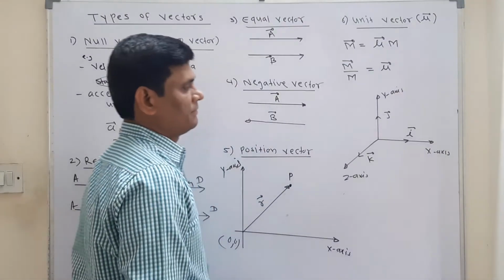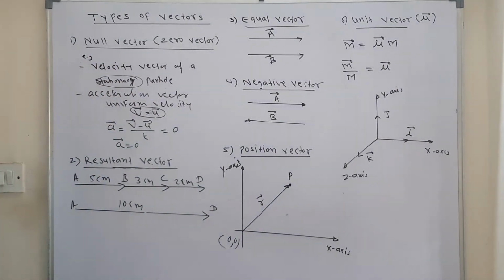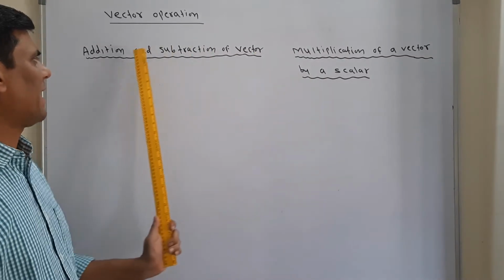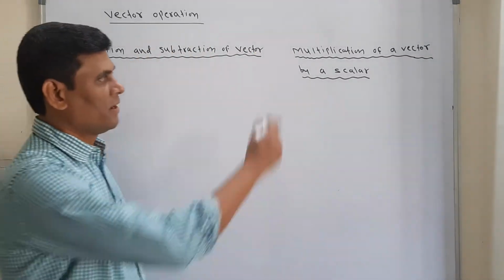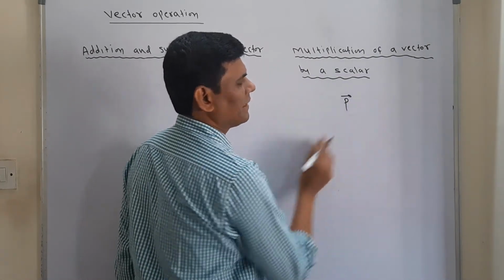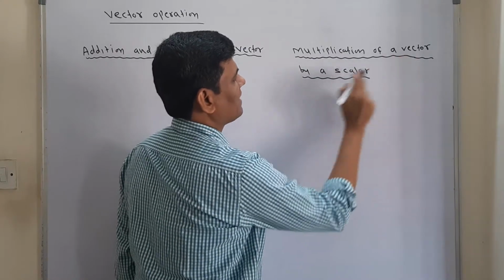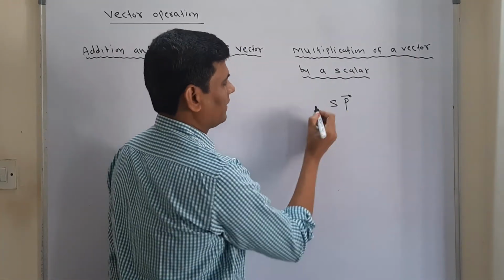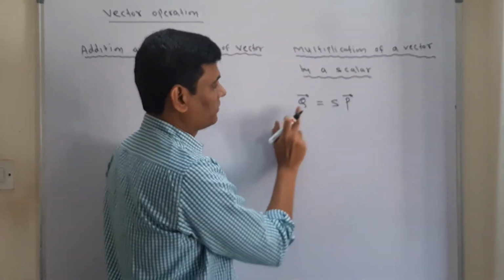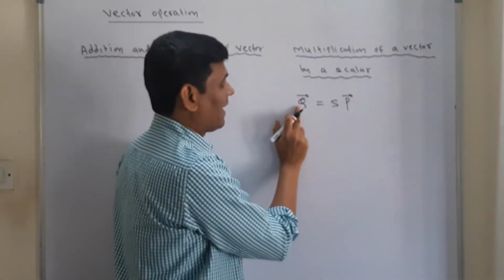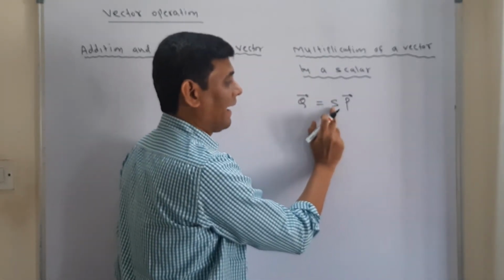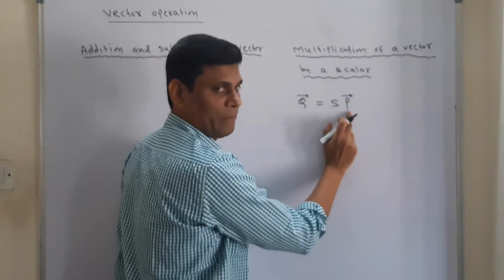Okay, students? Now the vector operations: multiplication of a vector by a scalar, and addition and subtraction of vectors. Multiplication of a vector by a scalar. Suppose this is one vector p. This vector p is multiplied by a scalar s. Then you will get a resultant that is also a vector. So this vector q has the same direction as that of vector p, and its magnitude is s times the magnitude of p.